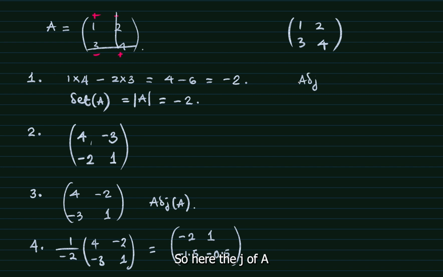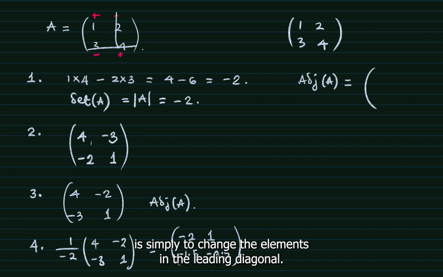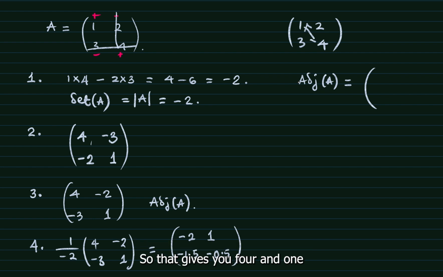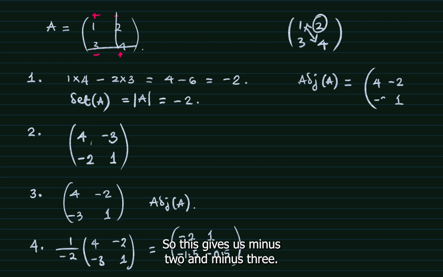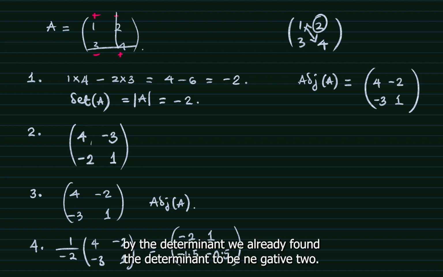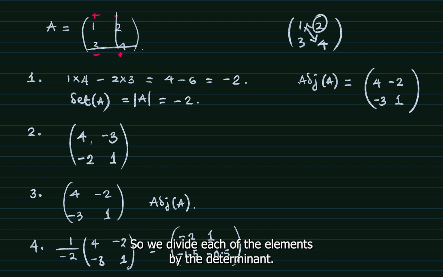So for adj of A, you simply interchange the elements in the leading diagonal. So that gives you 4 and 1. And then multiply these other two elements by minus. So this gives us minus 2 and minus 3. And then the next thing would just be to divide by the determinant. We already found the determinant to be negative 2. So we divide each of the elements by the determinant.